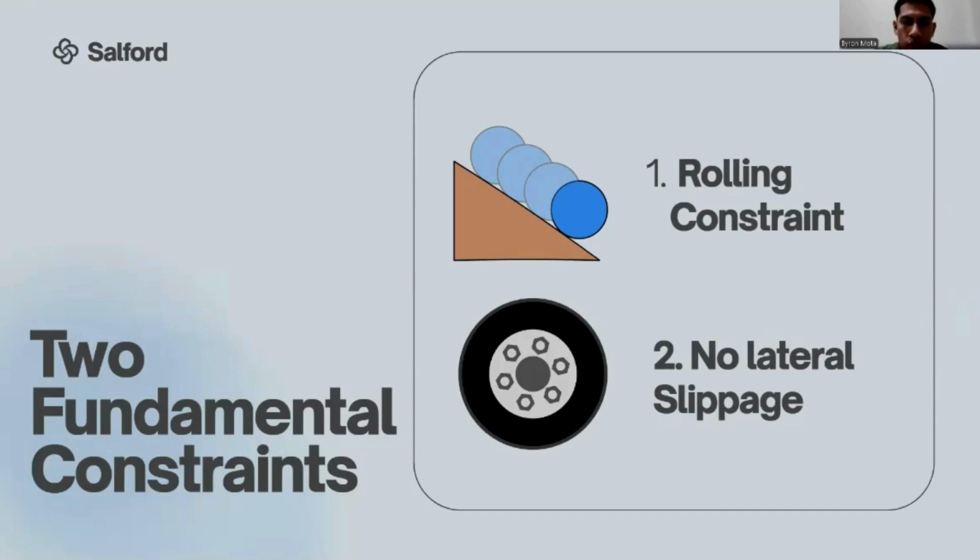First, we have the rolling constraint, which ensures that the motion along the wheel plane is accompanied by the appropriate wheel rotation for pure rolling. Second, we have the no lateral slippage constraint, which requires that the motion perpendicular to the wheel plane must be zero. The wheel cannot slide sideways.